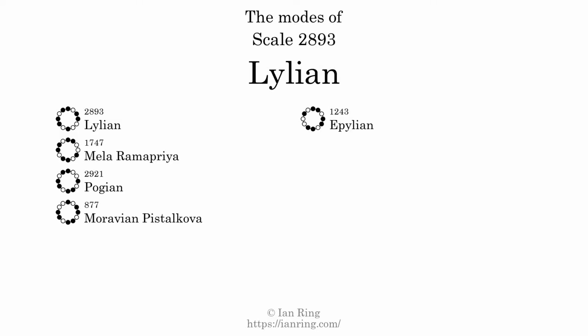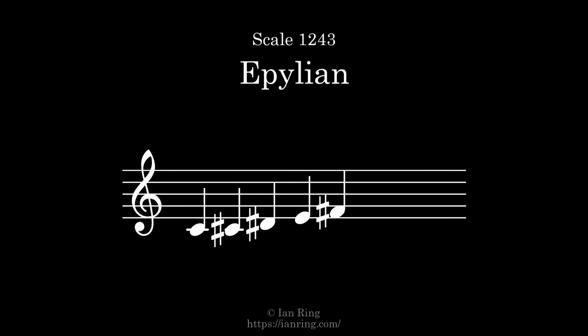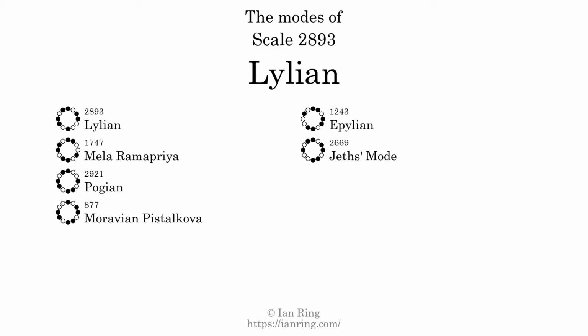The fifth mode is scale 1243, also known as Apillion. It sounds like this. The sixth mode is scale 2669, also known as Jeth's mode. It sounds like this.